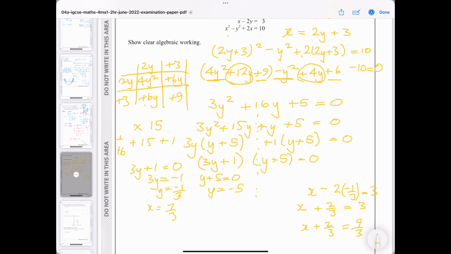So x minus 2, yeah, that's fine. And then x minus 2 times minus 5, minus 5 equals 3. So x, and that's going to be plus 10 equals 3. So x equals minus 7.